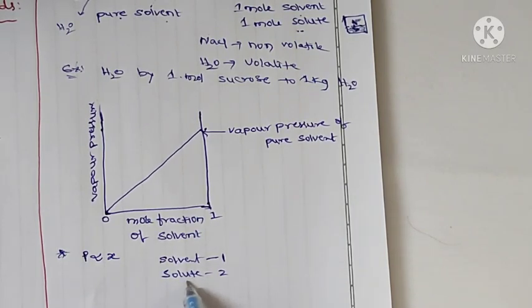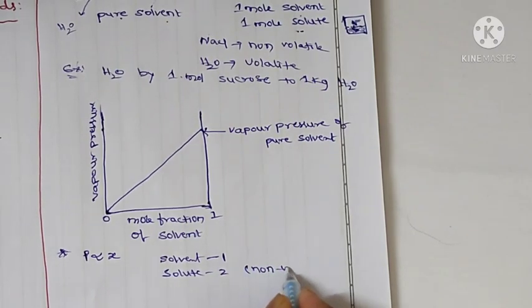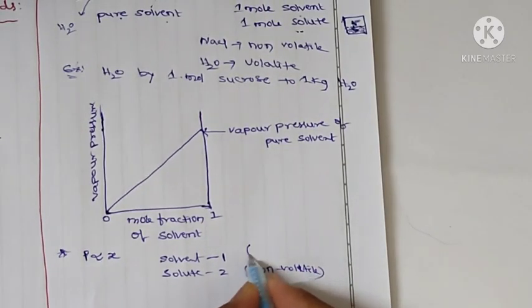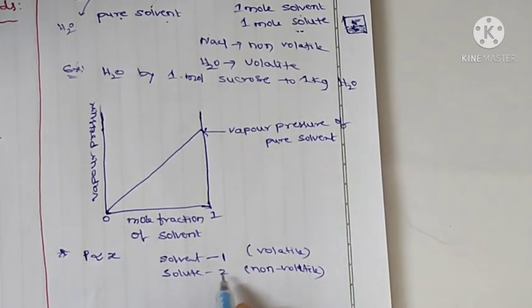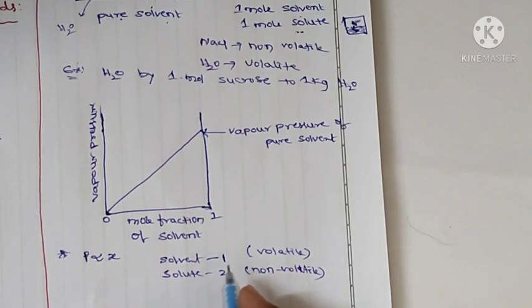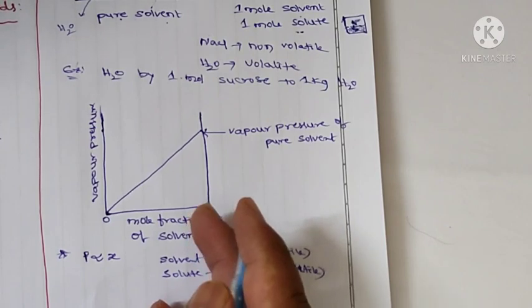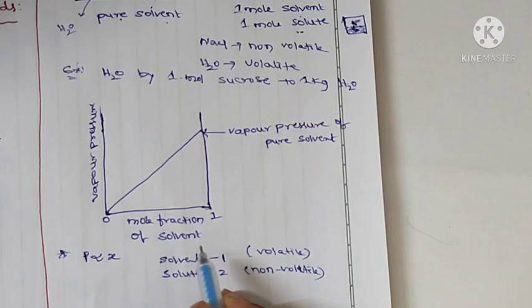The solute is non-volatile and the solvent is volatile. When the solute is non-volatile, only the solvent molecules are present in the vapor phase, because only the solvent molecules are converted into gas. So in the gas phase we can find only the solvent molecules.